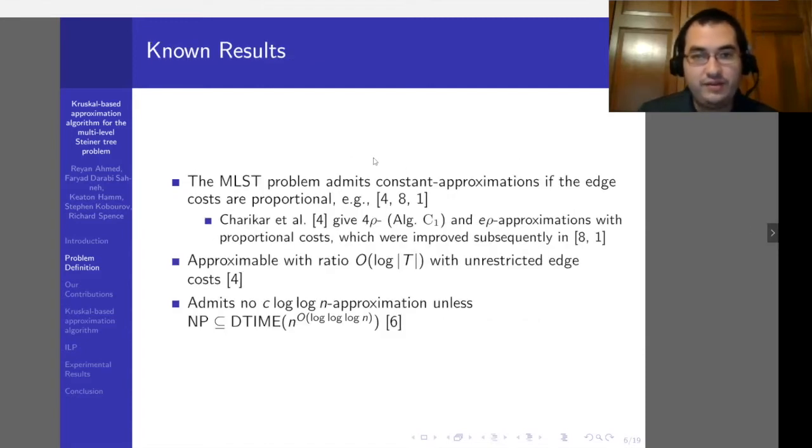There is a line of known results for this problem and variants of it. In the case where the edge costs are proportional to rate, there are constant approximation algorithms. With unrestricted edge costs, there are logarithmic approximations, one given by Charikar in the mid-2000s, which we'll go over in the next slide. On the other hand, it is hard to approximate with ratio better than log n under certain complexity assumptions. This is from a paper by Chuzhoy et al.